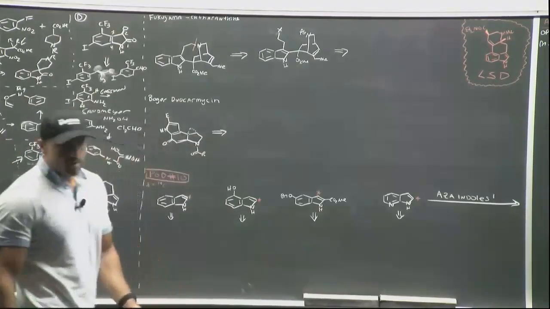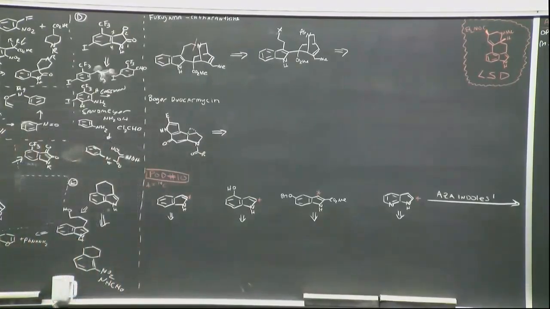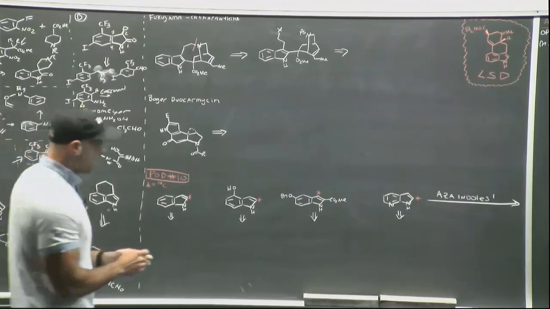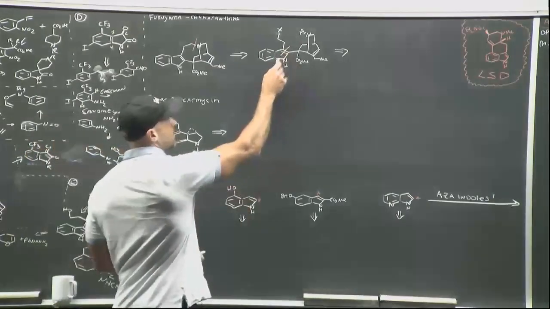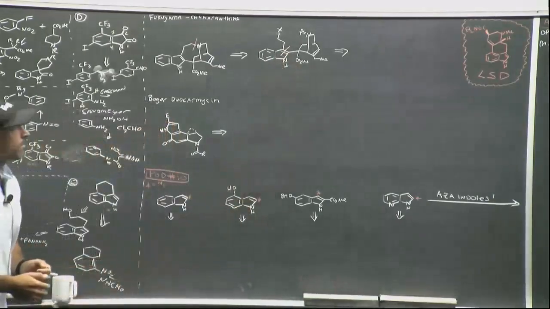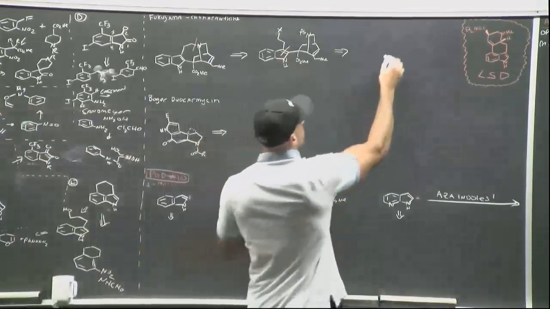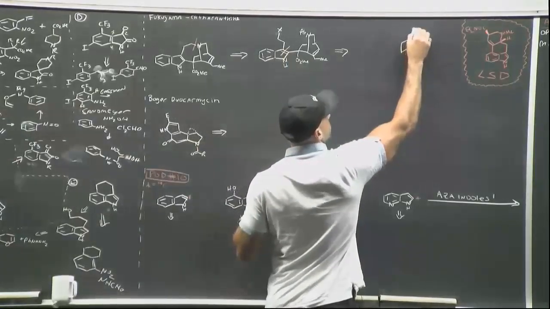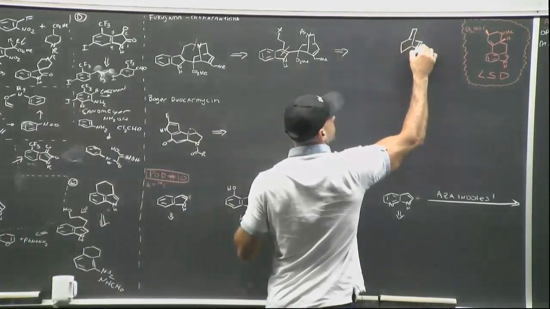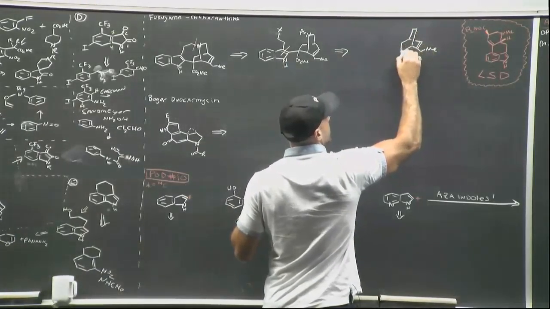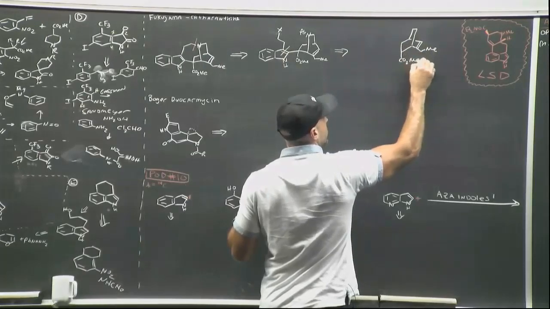The next disconnection uses a very bizarre reaction that is a very useful indole synthesis. It's called, not surprisingly, the Fukuyama indole synthesis. And it involves breaking of this bond, and leading you to an intermediate like this.